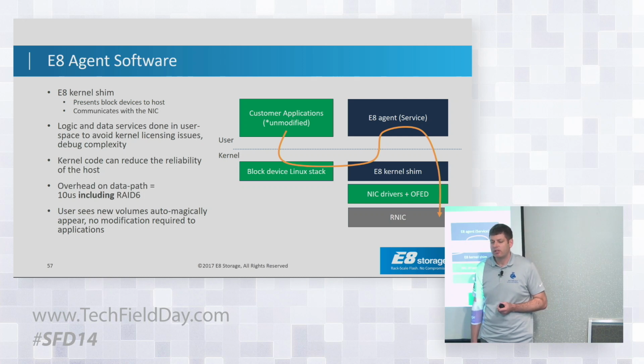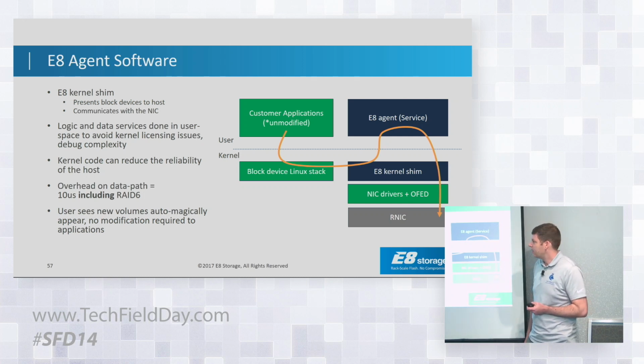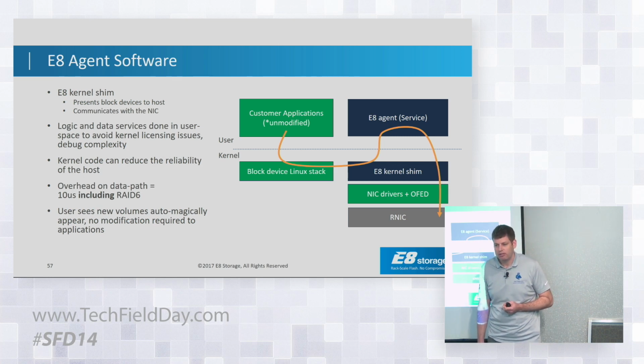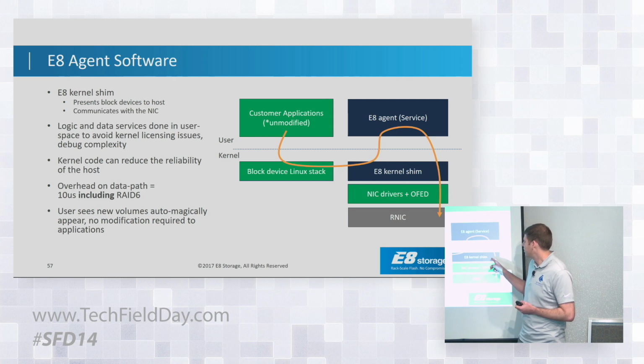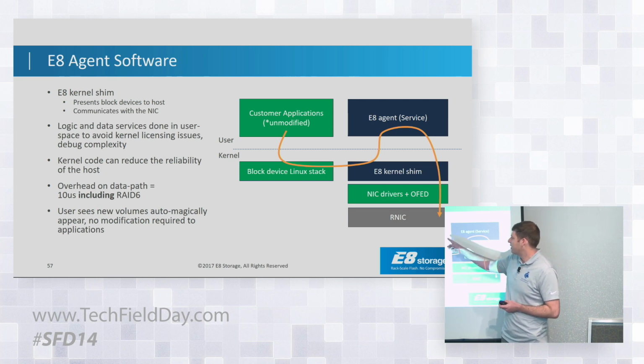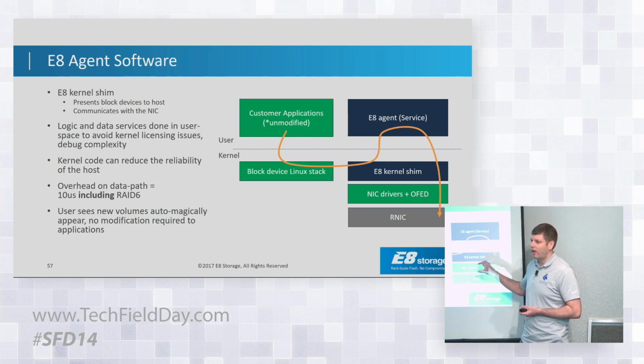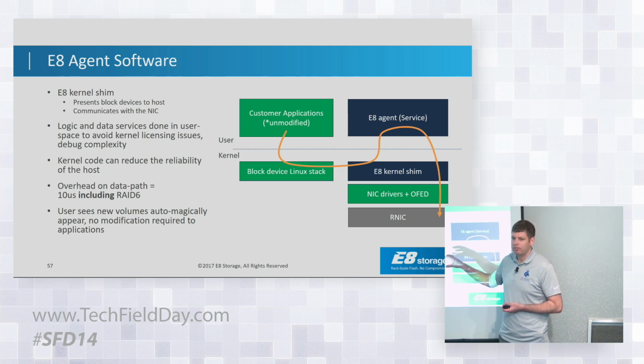So the E8 agent is very interesting. It's mostly implemented in user space, and it does have a thin kernel shim driver. So the green part in this chart is the stuff that is part of the system, unmodified, and these two things are ours. Customer applications run unmodified, and they talk to the block device Linux stack, which is part of the kernel. We need a kernel shim driver in order to be able to intercept the block device kernel stack in Linux. There's no way to do it without the kernel shim driver.